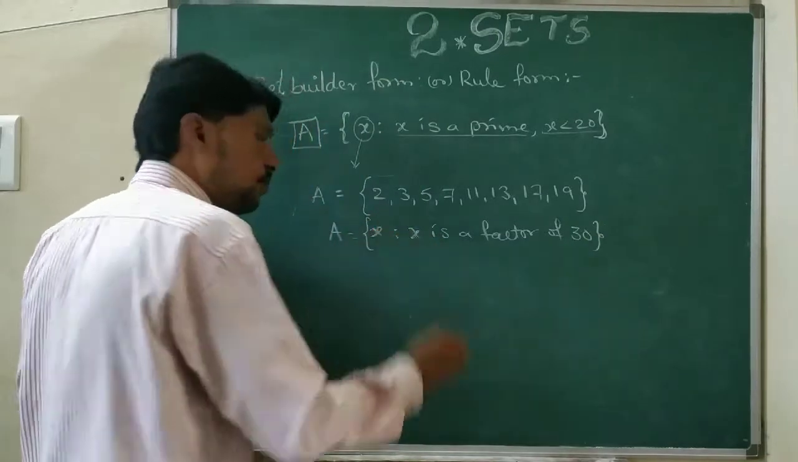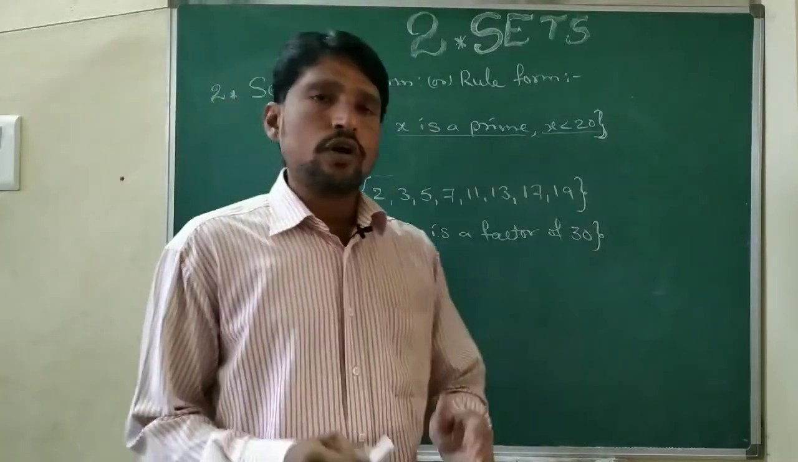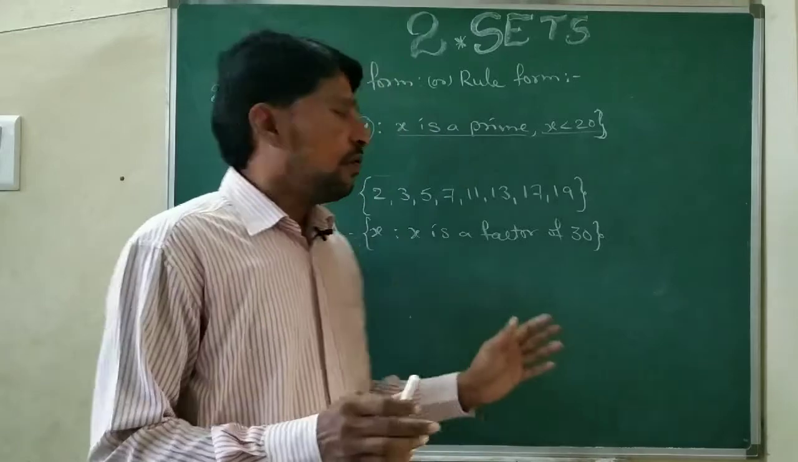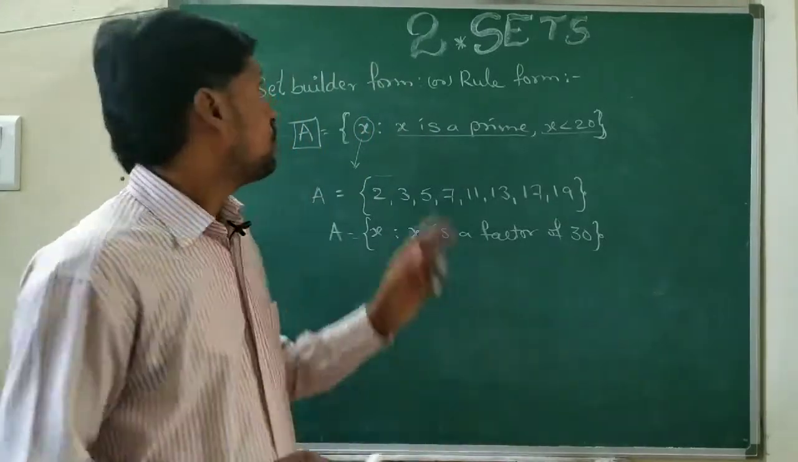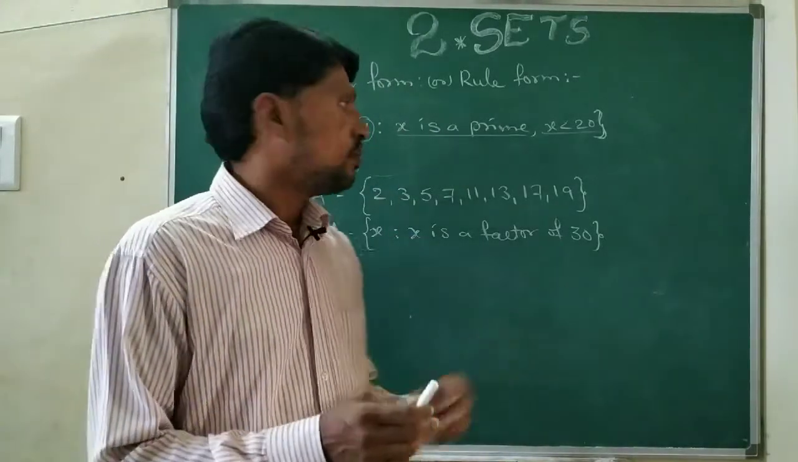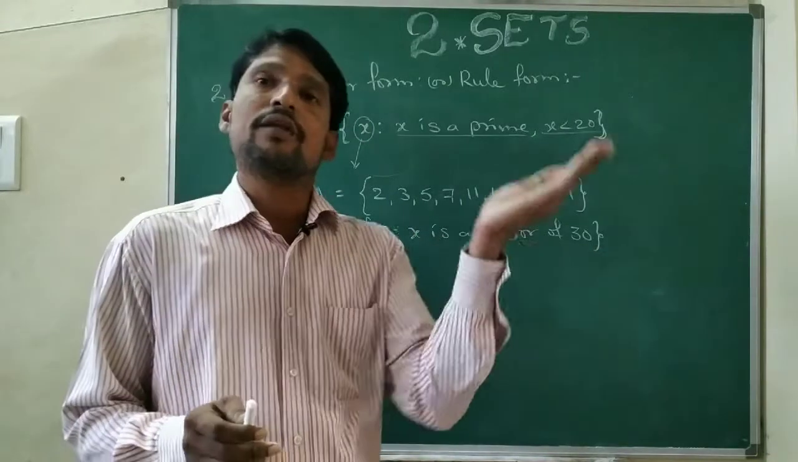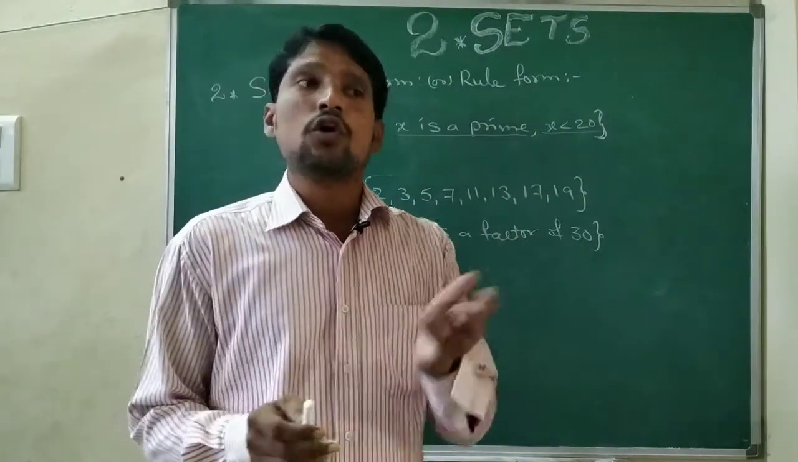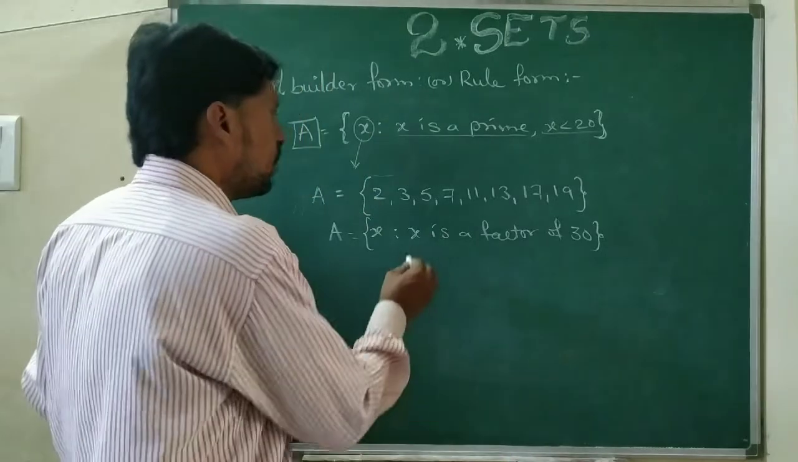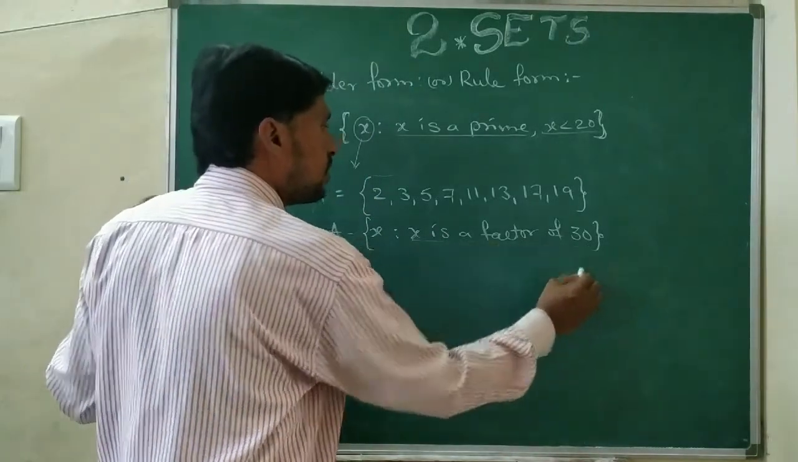X is a factor of 30. So here we can write roster form. We need to write the set builder form as roster form. So here, what is the condition? X is a factor of 30.